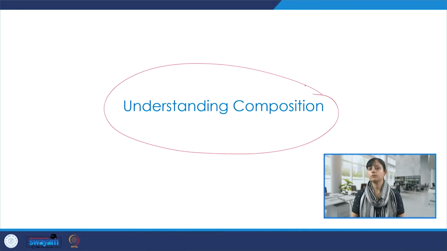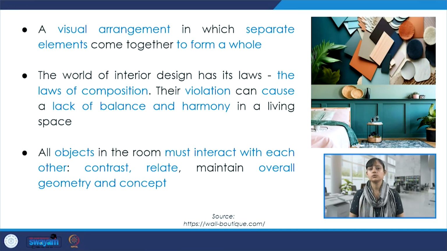Understanding composition. Composition is very, very important to create interesting, appealing projects. A visual arrangement in which separate elements come together to form a whole is how composition could be understood. And the world of interior design has its laws, the laws of composition. If we try to violate those laws, it could create a lack of balance and harmony. All the objects in the room must interact with each other, and they could interact through different interrelationships to create an overall geometry, concept and composition.